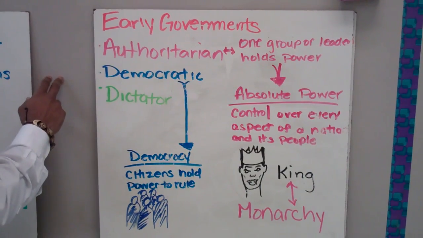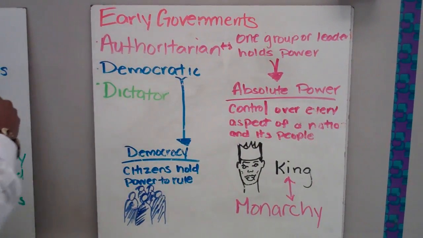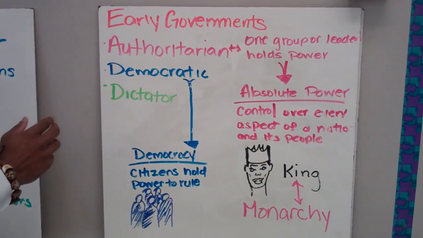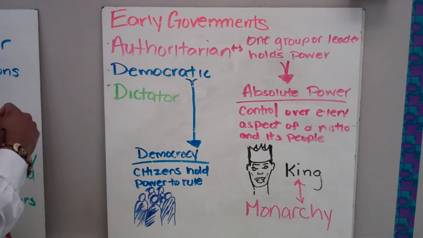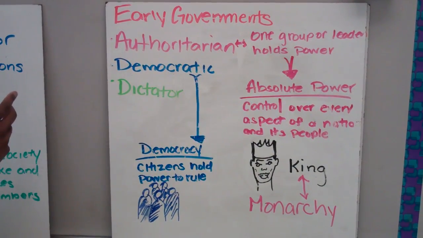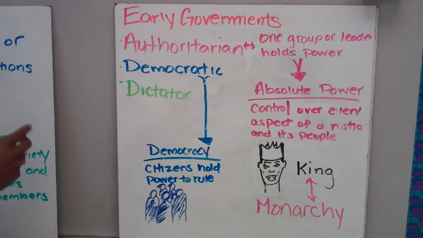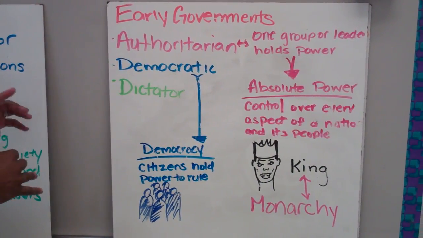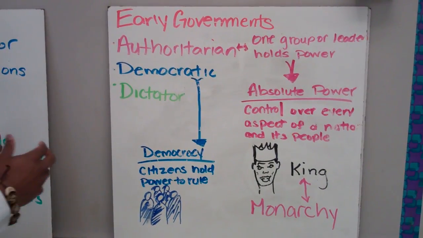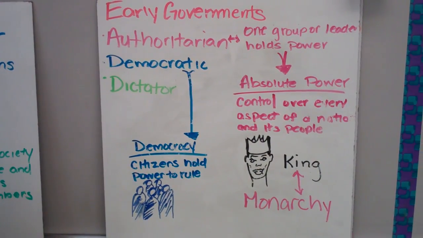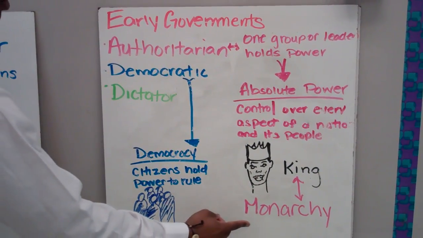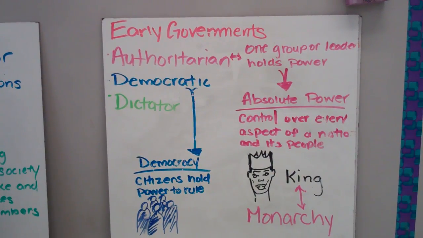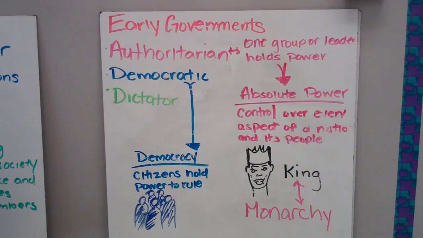For an authoritarian government, that's where you have one leader or group that holds the power. And this person or this group of people have absolute power. And so with that, they have control over every aspect of a nation and its people. So they control everything that these people can do: how they live, what religion they have, how they make money, everything. And with that, the most common example you'll see is a king, and they're going to be a monarch as well. So king and monarchy are the same thing. It's one person controlling everything that you do in your life.